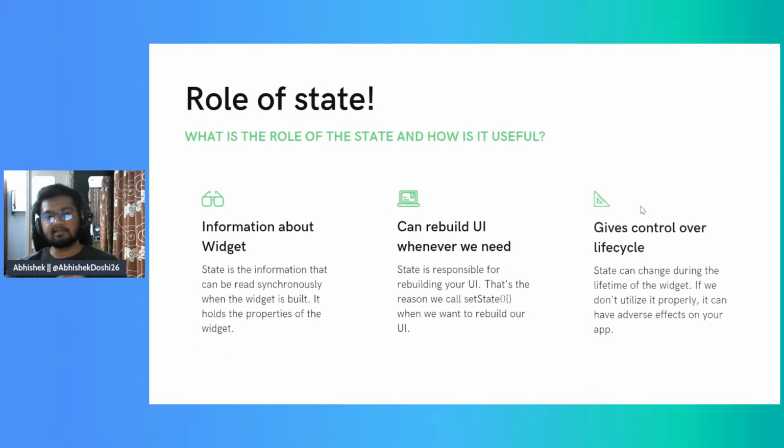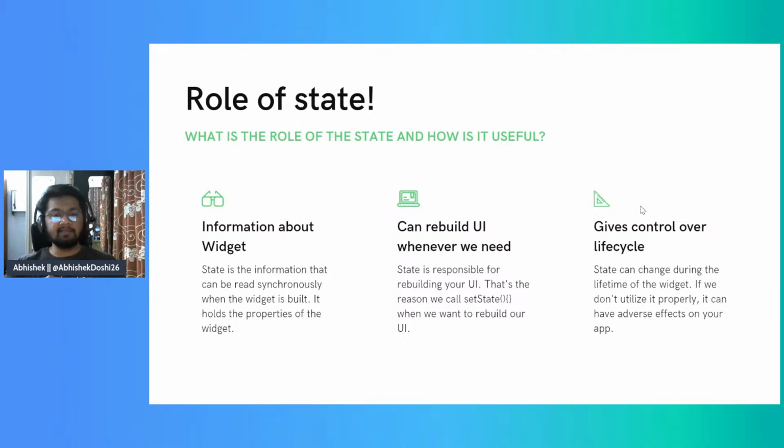Now, the role of state. What exactly is the role of state and how is it useful? First, we get to access the information about the widget. State is information that can be read synchronously when the widget is built. Here, synchronous is the main focus of the point: we can synchronously get the information of this widget when it is being built, and it holds the properties of the widget, as I told earlier as well. So that is the first main usefulness of state.